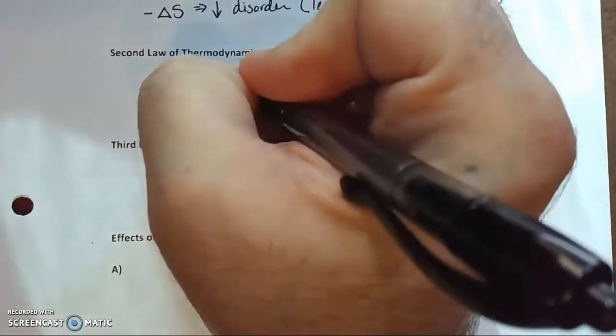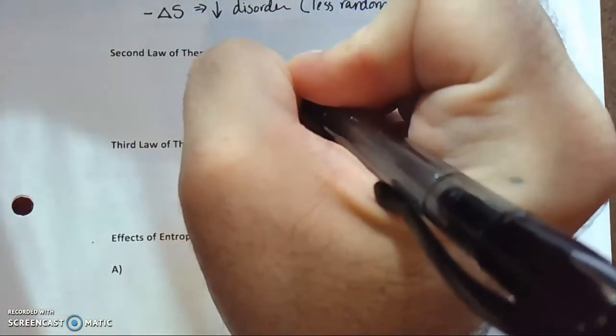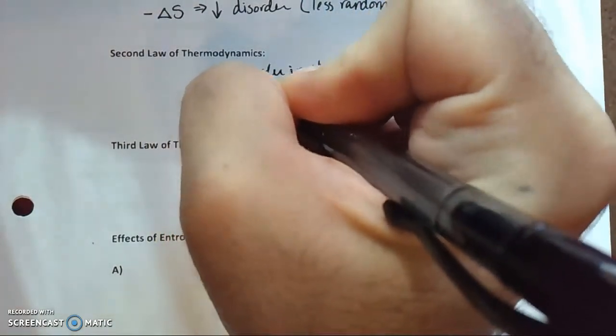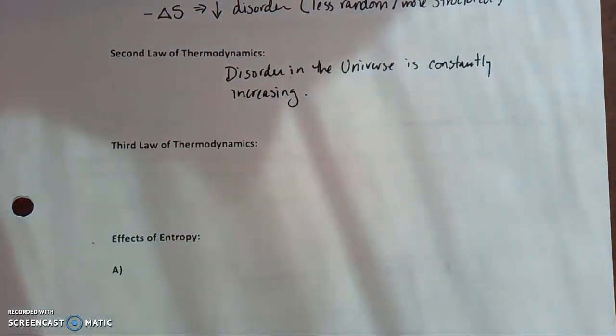This is video 2. Last video, we looked at what entropy is, and we said it was a measure of molecular disorder. So the second and third laws of thermodynamics deal with entropy. The second law states that disorder in the universe is constantly increasing. So that means that if left alone, things tend to become messier.